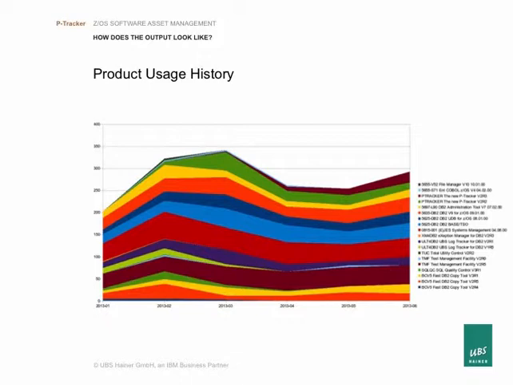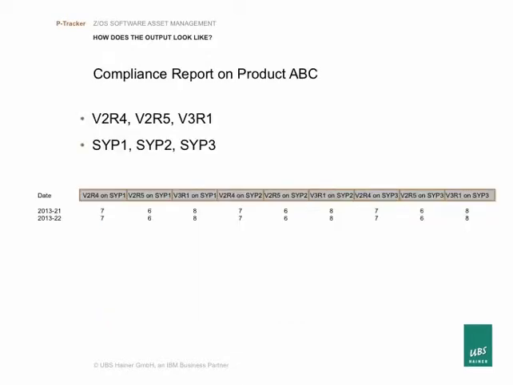This is just a spreadsheet function, so to say. Let's have a look at a more demanding task, compliance. Are we compliant, or have we been compliant with our license agreements during the past months?